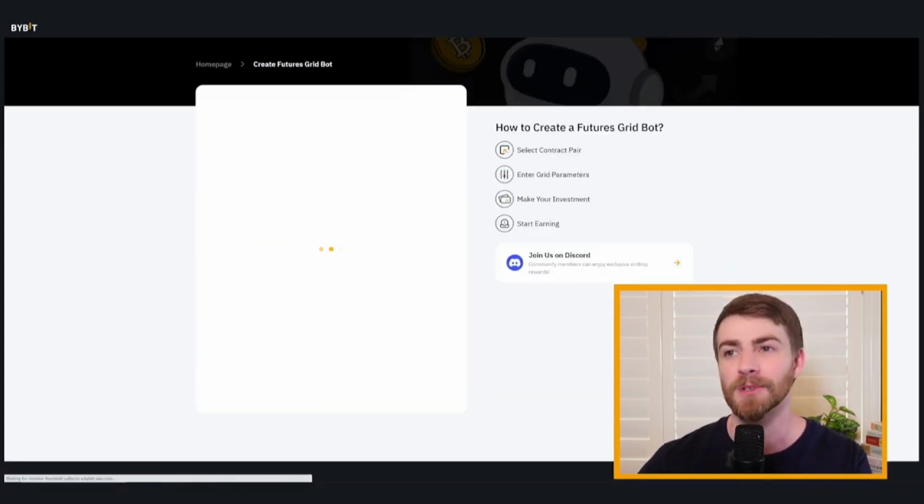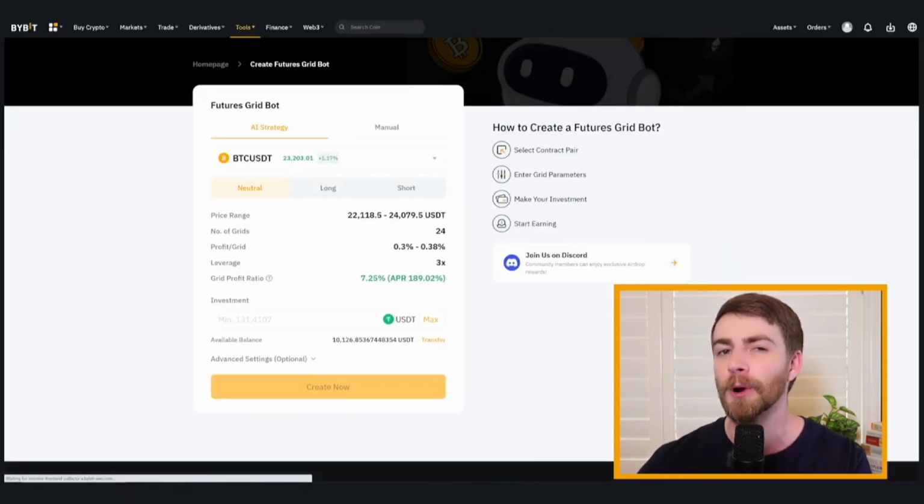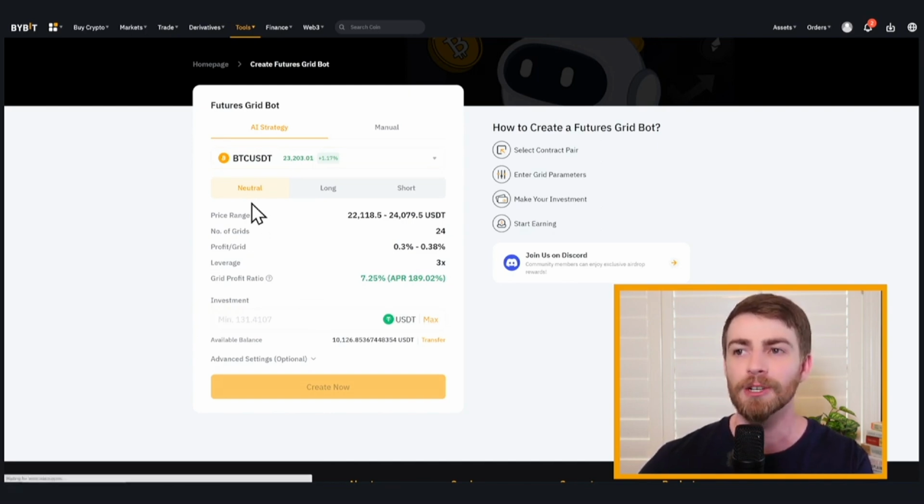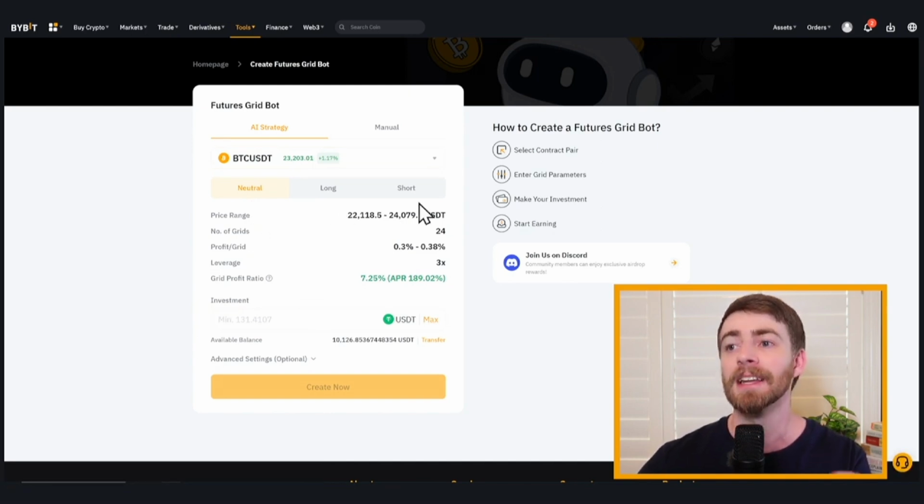It's going to be very similar to the spot Gridbot, except we've got one more option this time, like I tried to explain. Instead of having just our pair to choose as well as our investment amount, we can now choose between the neutral strategy, just long strategy, and just short strategy. The neutral strategy will trade in both directions. The long strategy will only trade long, so buying low and selling high. The short direction will only trade short, so it'll profit from whenever Bitcoin moves down if we choose Bitcoin.